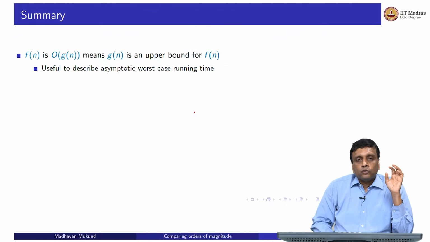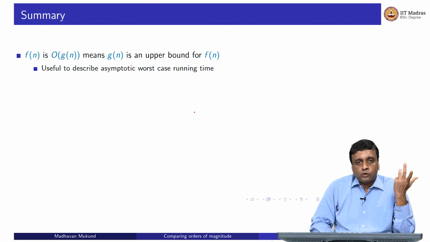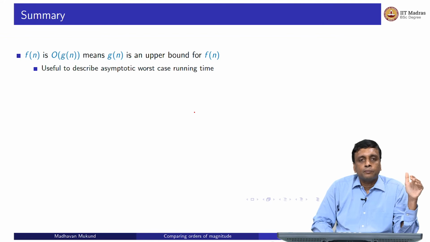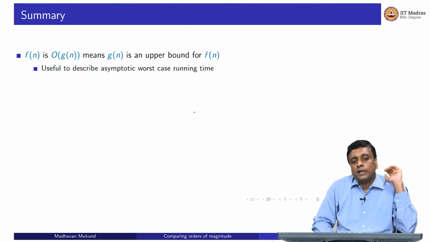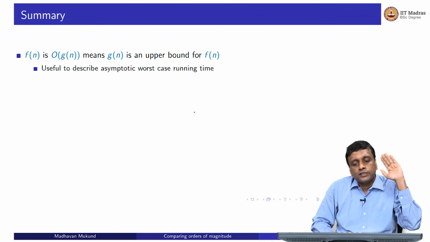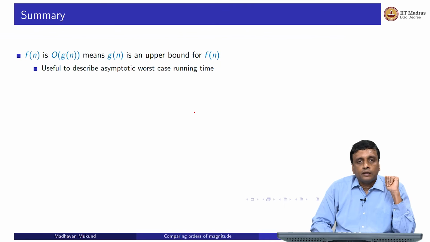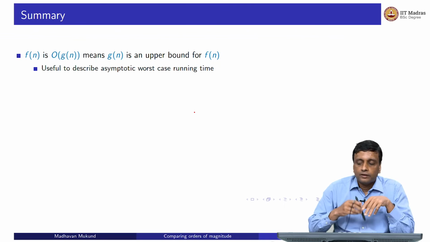So to summarize, we saw these three notations to compare functions. Big O is an upper bound notation. So f is big O of g if g is an upper bound for f. Beyond a certain point, some constant times g is always sitting above f, and this is useful to describe upper bounds for worst case running time.